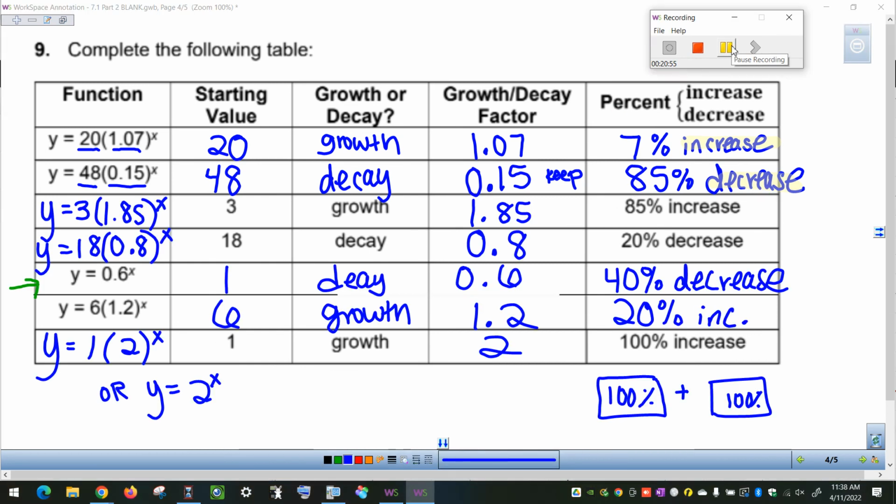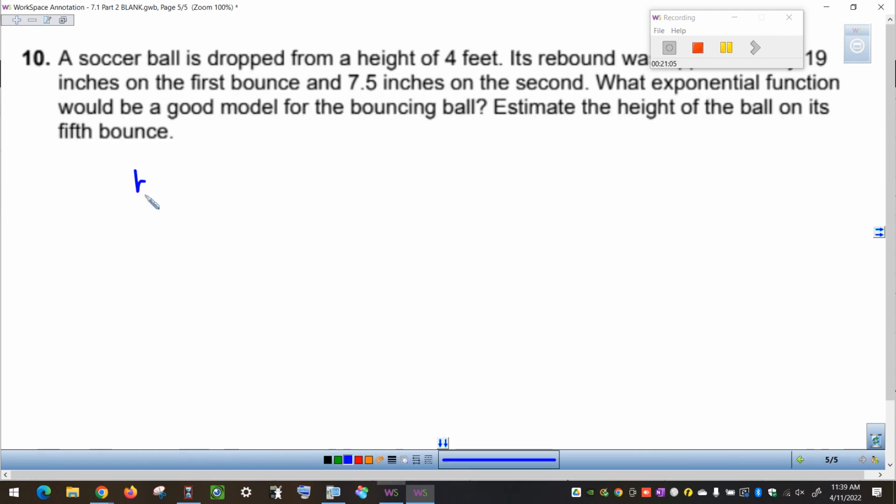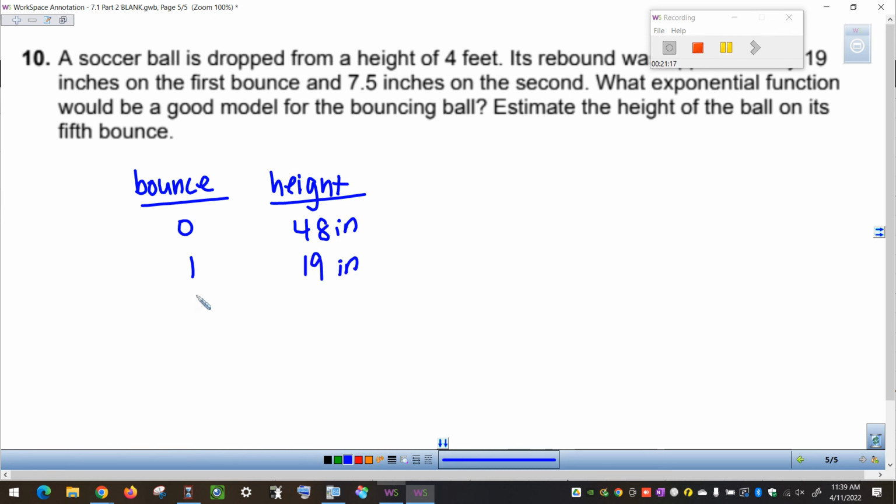All right, so we have a soccer ball that's being dropped from a height of 4 feet, and it's giving us information about how high it is rebounding after each bounce. At the starting height of 4 feet, we can convert that into inches. We'll call that 48 inches. After one bounce, it says that it's at 19 inches. After 2 bounces, it is at 7.5 inches.